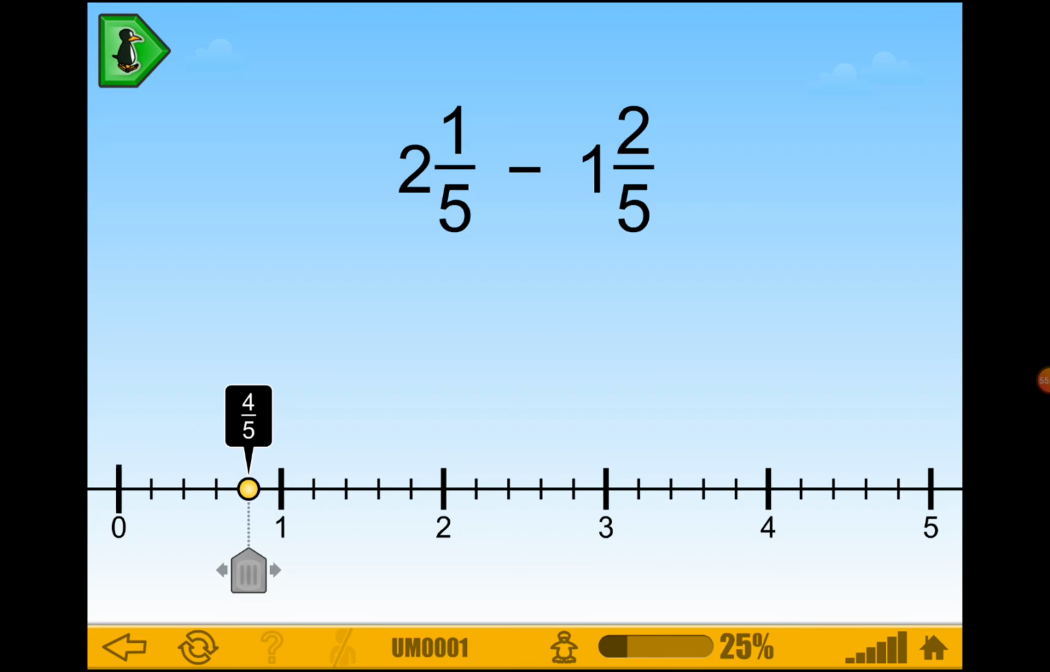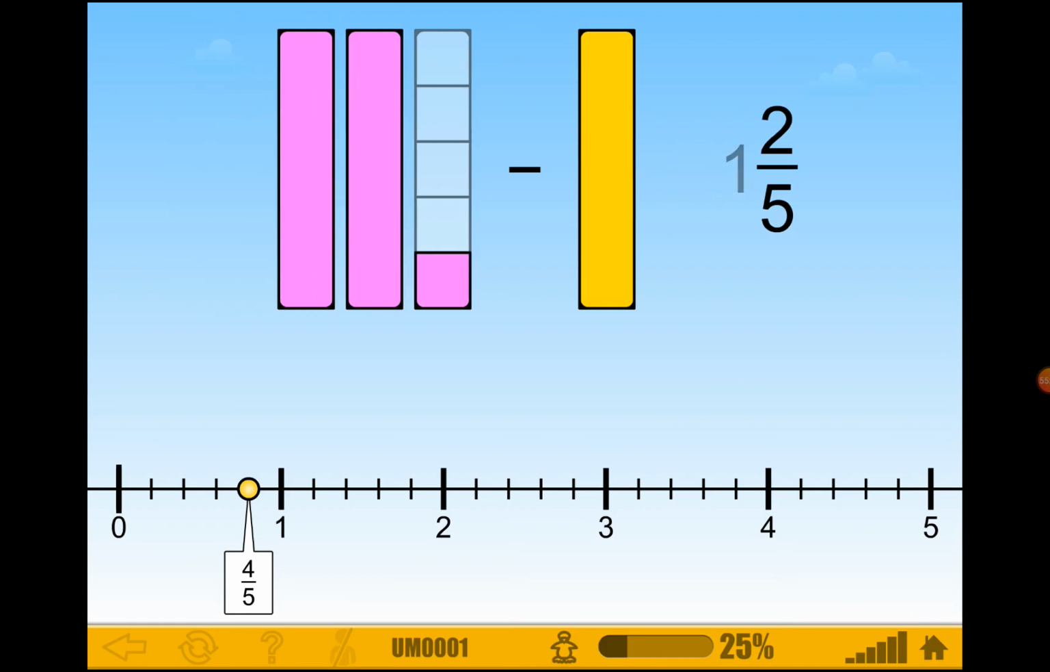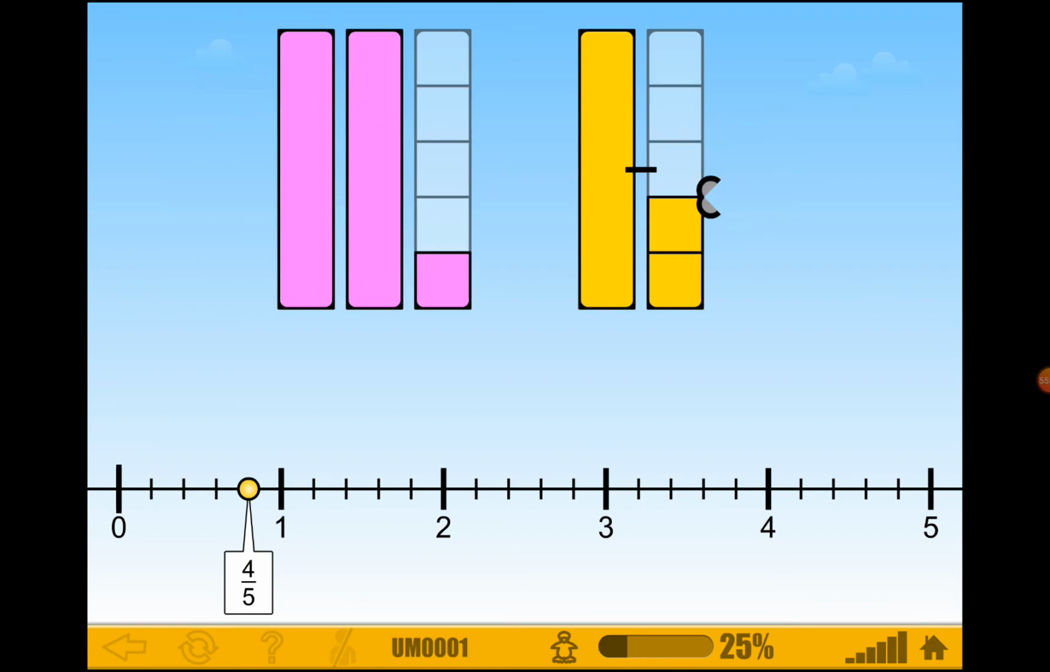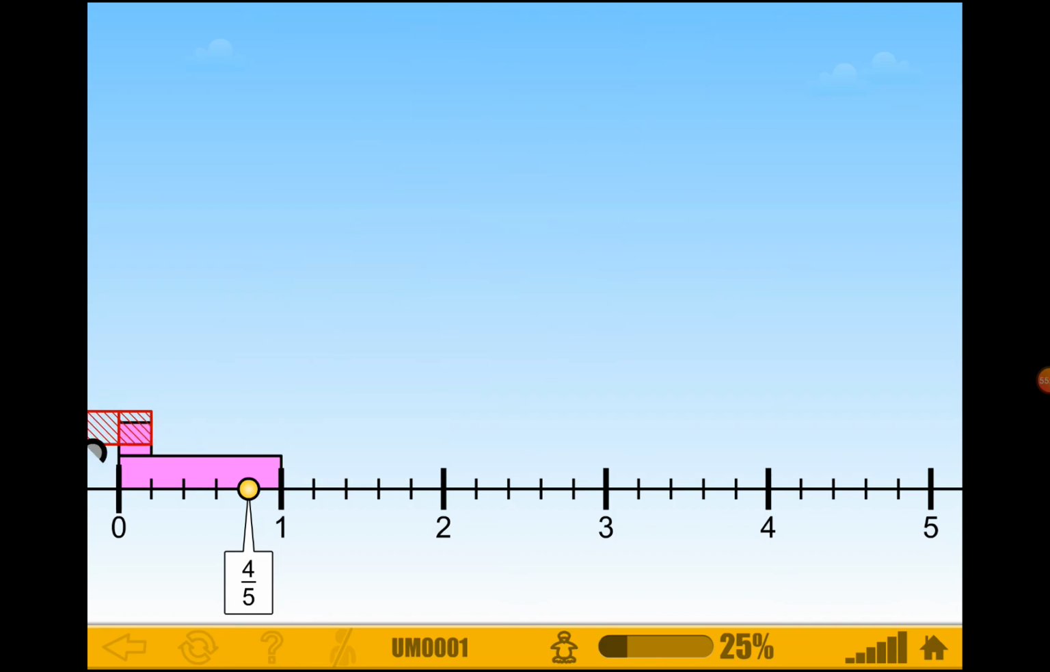Two, seven, so seven. Seven over five. Four, five. Okay. There we go. Four, five. Seven, seven over four, five. So this is like a mix-up. Okay, I see. It's a mix-up.